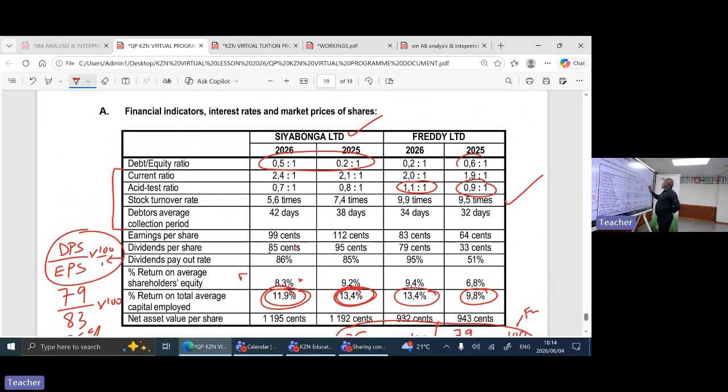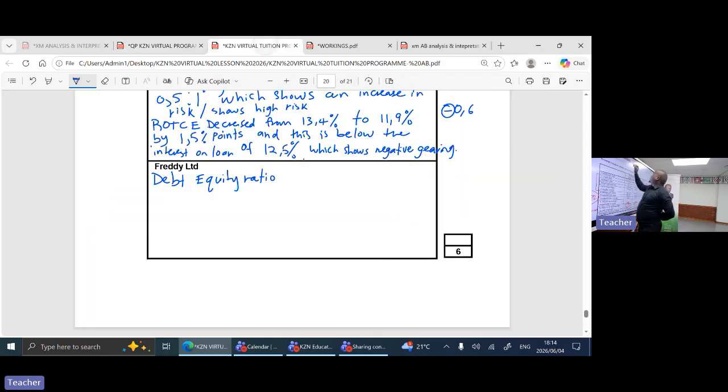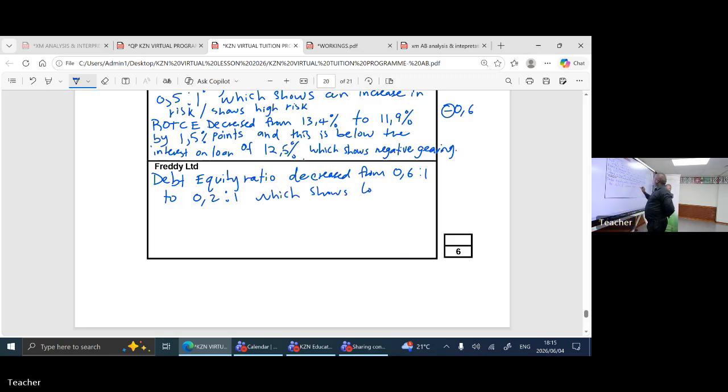It was 0.6. It was high risk in 2025. Yes, that's 0.2 is to 1. So I started and said again, did debt equity decrease or improve? Improved, okay? Decreased from 0.6 is to 1 to 0.2 is to 1, which shows low financial risk. Okay, this is the first part.